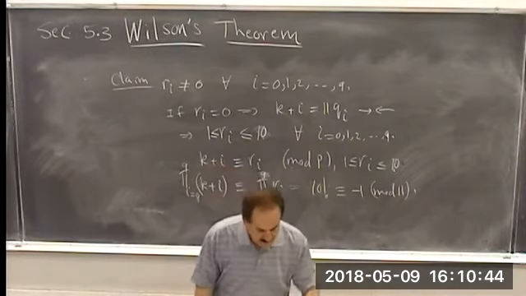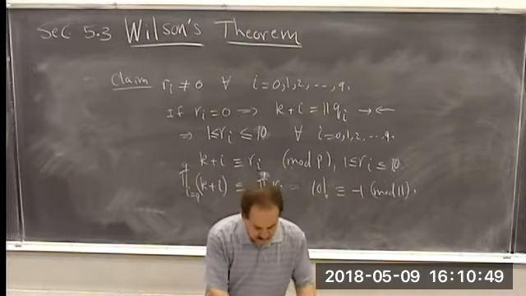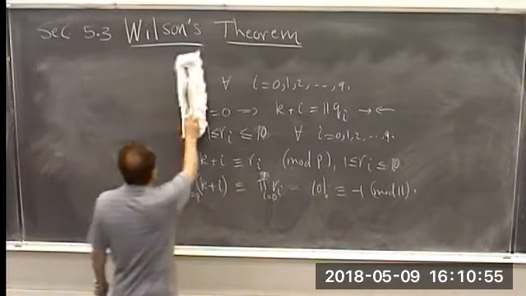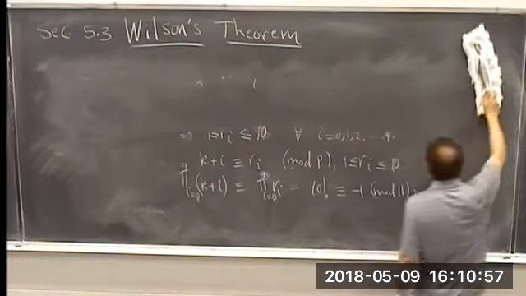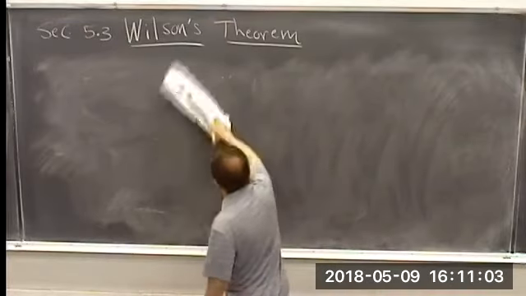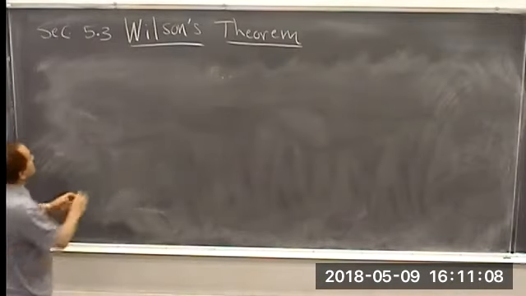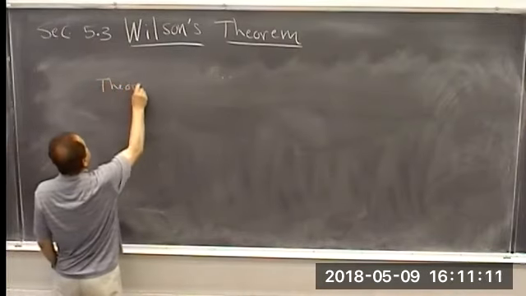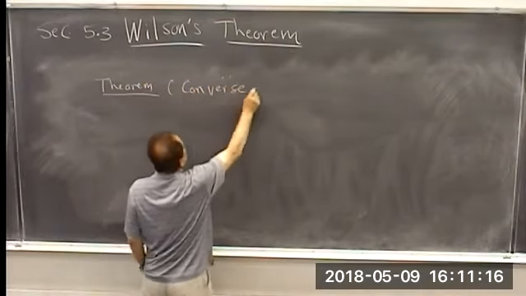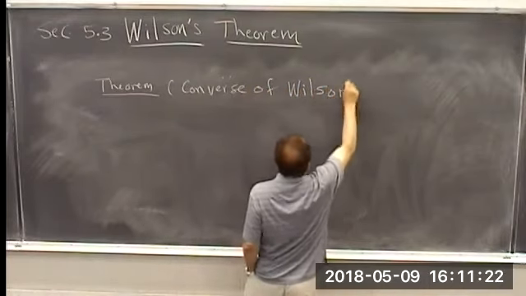All right. Now let's look at the converse of Wilson's theorem. It happens to be true. It says that if n is an integer such that n minus 1 factorial is congruent to -1, then n is a prime. Okay? So here's the theorem. This is called the converse of Wilson's theorem.